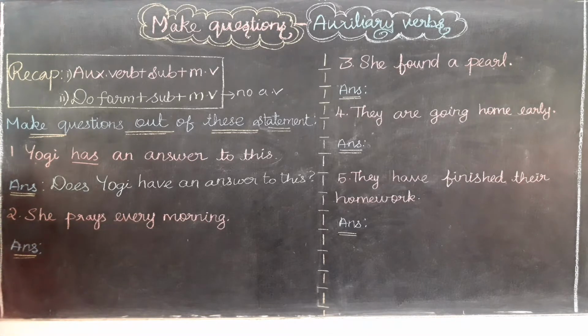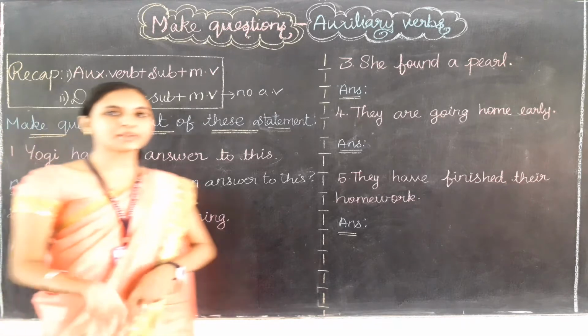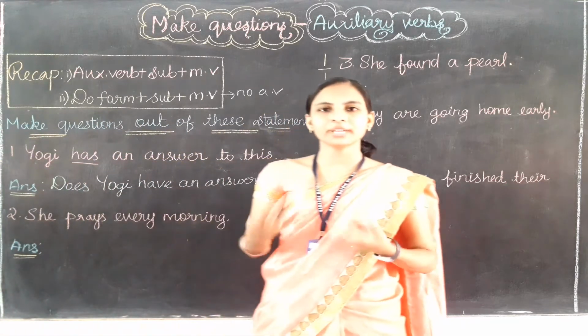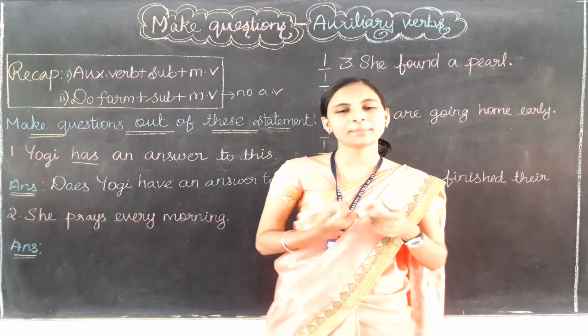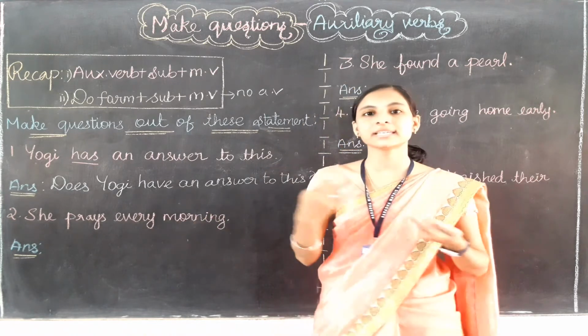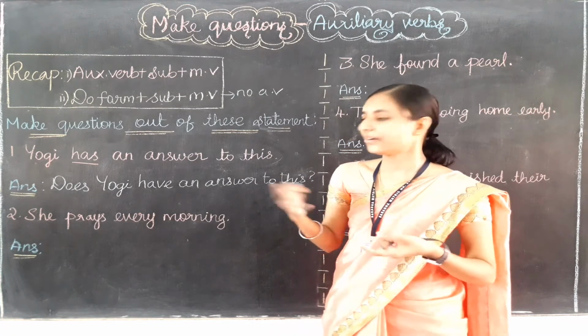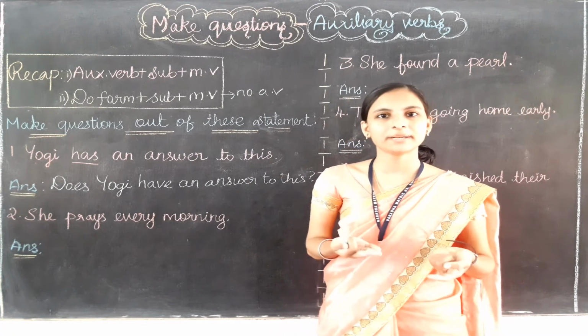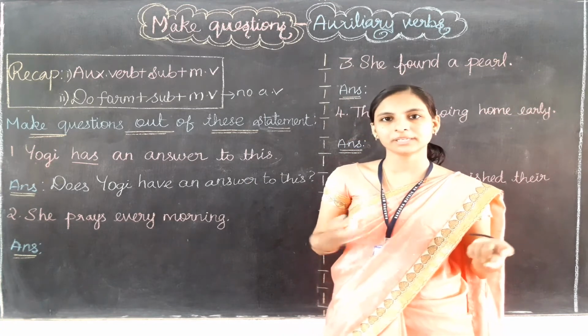She prays every morning. She prays every morning. அவ வந்து every எப்போ தினமும் காலையில வந்து pray பண்ணுவா. So here this is a normal statement. How can we ask a question in Tamil? அவ daily காலையிலும் pray பண்ணுவாளா? This is the Tamil meaning for the question.